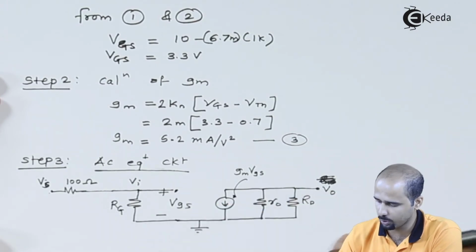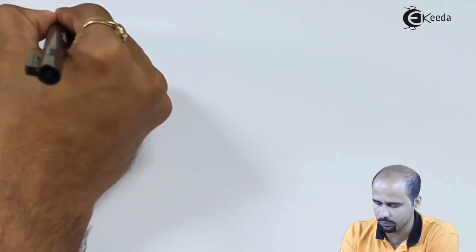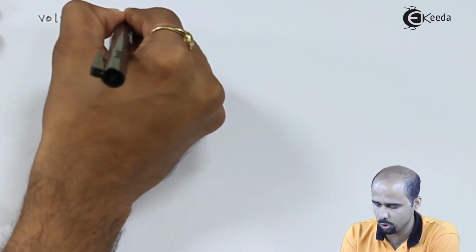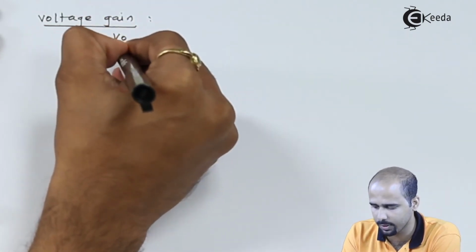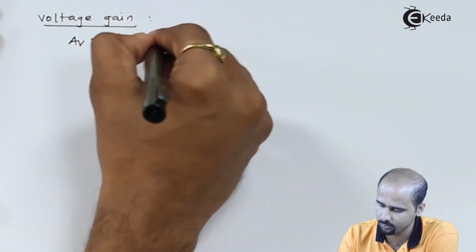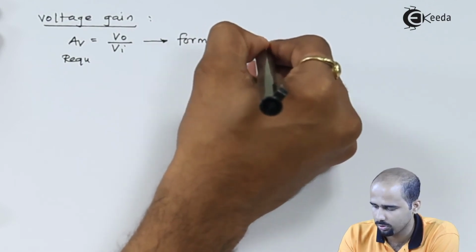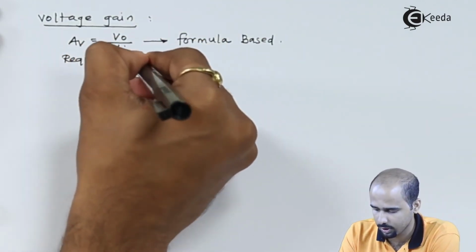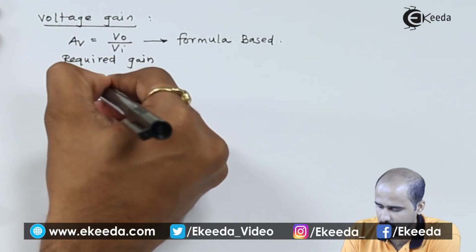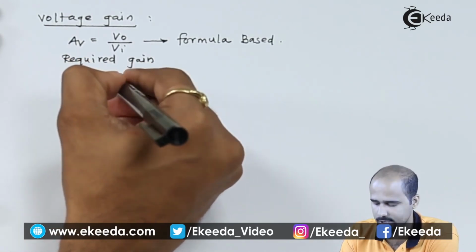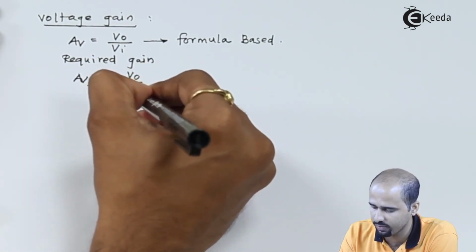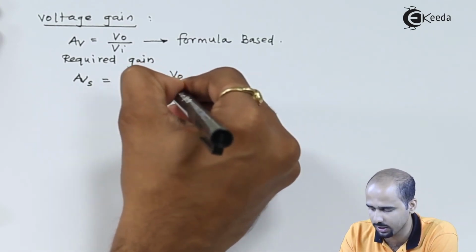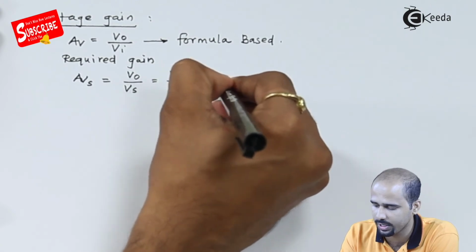So as far as the AC equivalent model is concerned, this is your AC equivalent model. We'll first calculate the value of voltage gain. In our case, voltage gain AV is equal to VO divided by VI, but what is required is the gain AVS, where S means with source resistance. So the voltage gain with source resistance will be VO divided by VS, and I can split this into two parts: VO divided by VI into VI divided by VS.